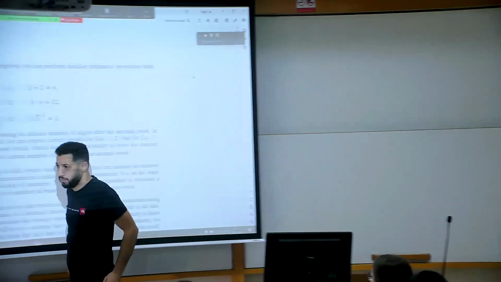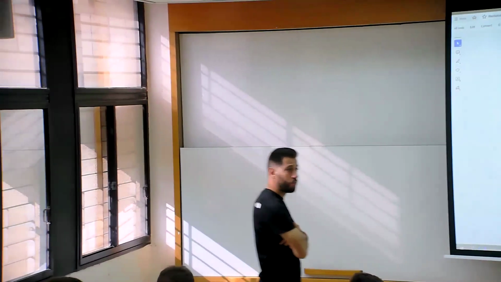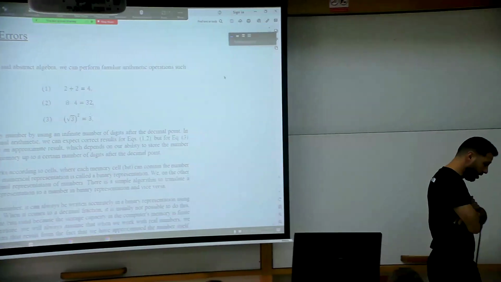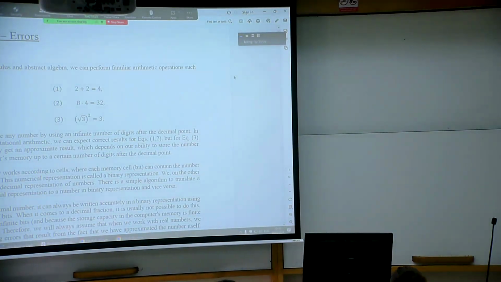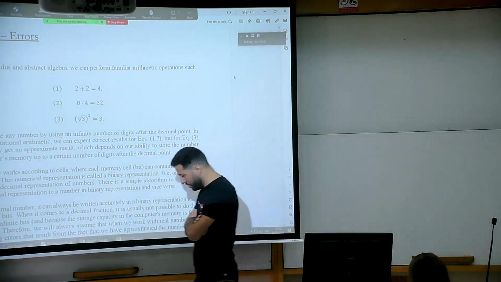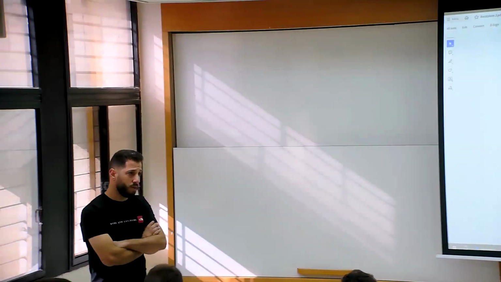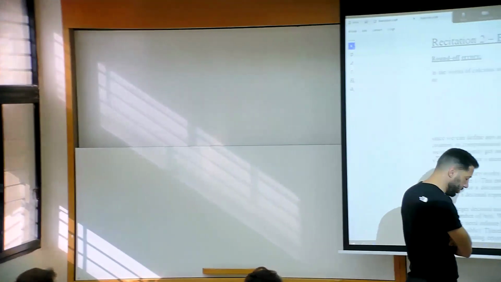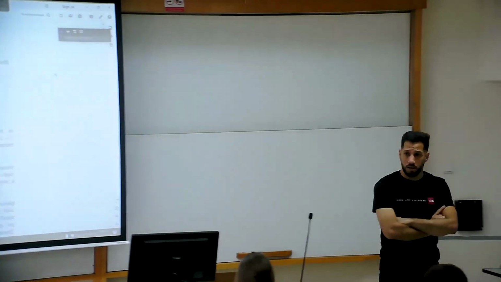Okay, good morning. So today we'll talk about errors. There are two types of basic errors that we will face in this course. One of them arises from the fact that we use a finite memory for storing data and information on numbers. And the second arises from the fact that we demand from the computer to do a partial calculation, not a full calculation. So the first one is called round-off error, and the second is called truncation error.